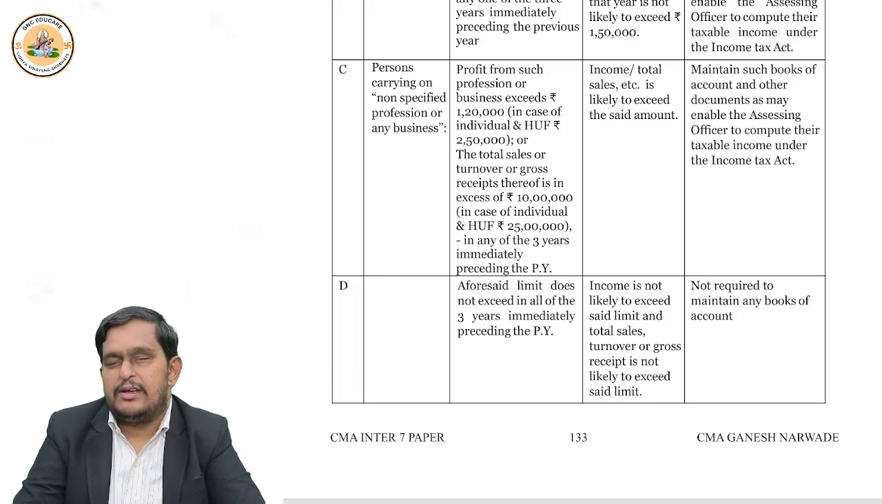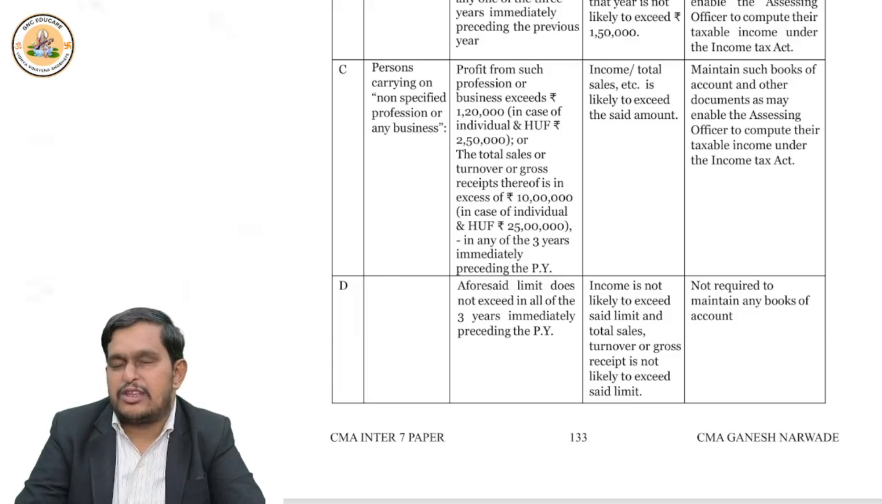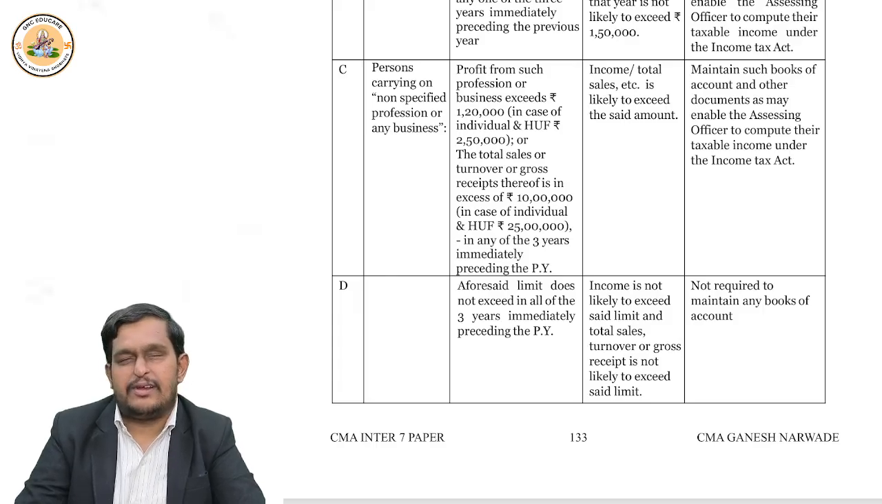But suppose you are a new businessman, you don't have so much history of 2, 3 or 4 years, then what are you expecting? Will it cross or not? If the answer is yes, it will cross the limits, then you are supposed to maintain the books of account, right? Which will help the assessing officer to compute your income. If you feel the limit will not be crossed, then no need to maintain books of accounts. That's it. D says no need to maintain books of accounts. Correct? Like this, you are supposed to understand the topic. Okay? So C and D talk about other than specified professionals.